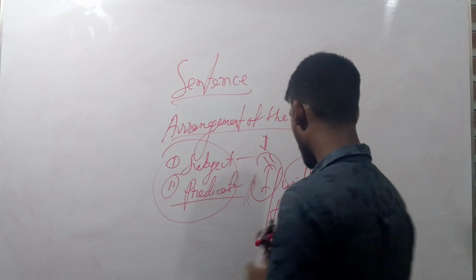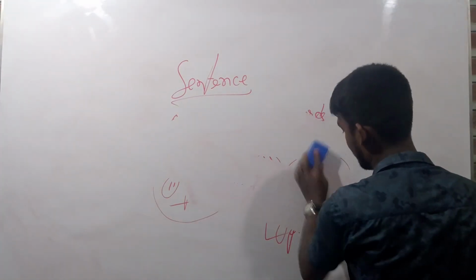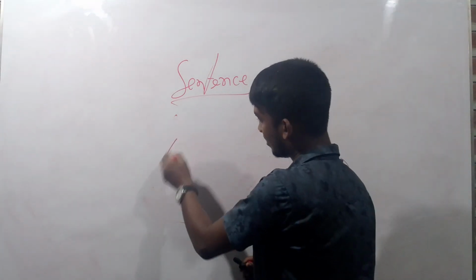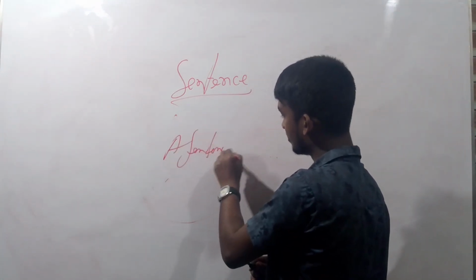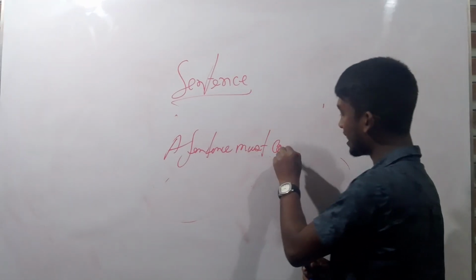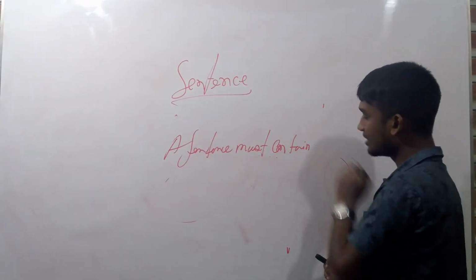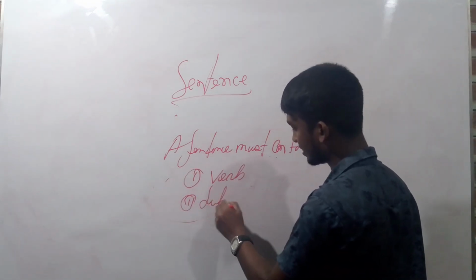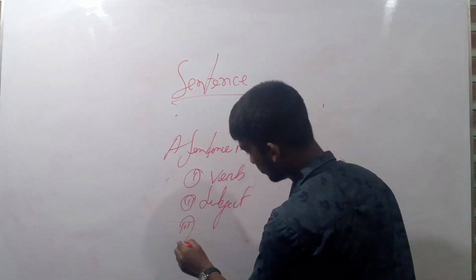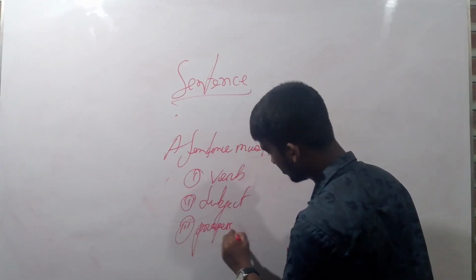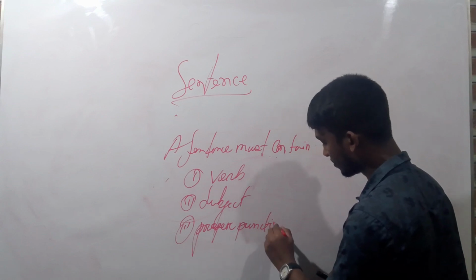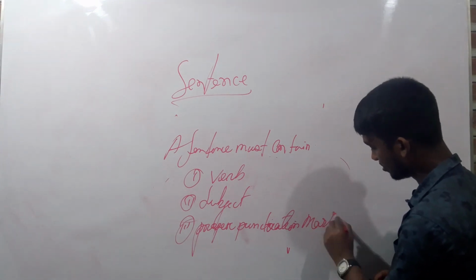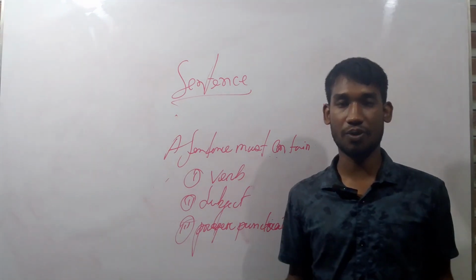And now let's talk about the attributes of a sentence. A sentence must contain a verb, a subject, proper punctuation marks, and the arrangement of the words.